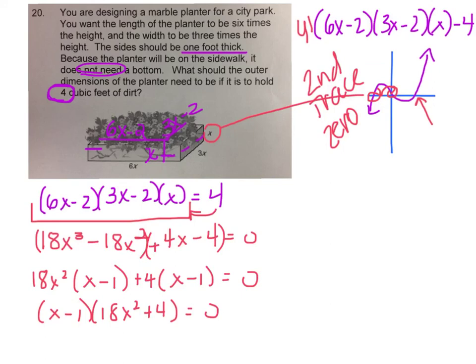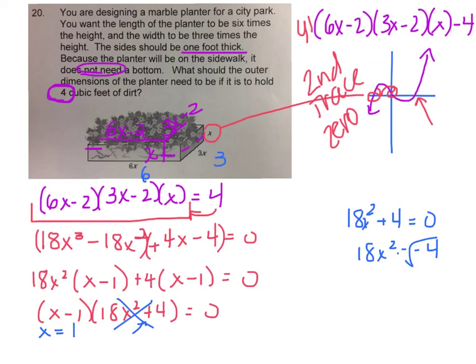You should start being able to see that this is going to give me imaginary results. That's an x squared. I'm going to subtract that over. As soon as I think about taking a square root, I'm going to be taking a square root of a negative. So this one can't give me a solution. My solution is going to be 1. So the outer dimension should be 6, 3, and 1.